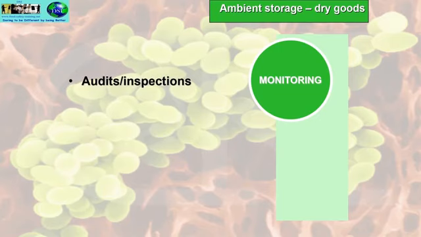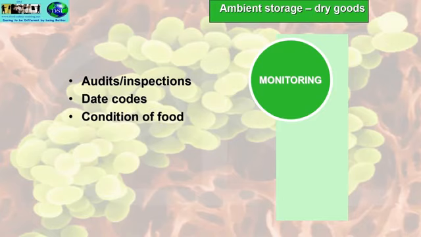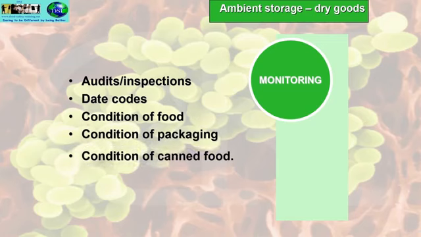And how do we monitor? By audits and inspections, by looking at date codes, make sure nothing's out of date, the condition of the food, the condition of the packaging, the condition of the canned food.